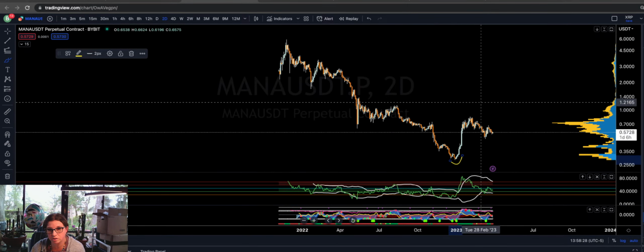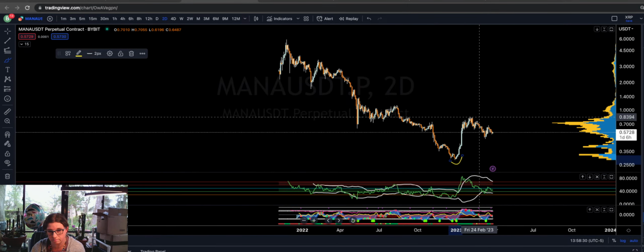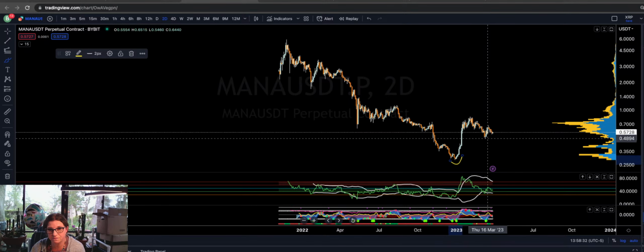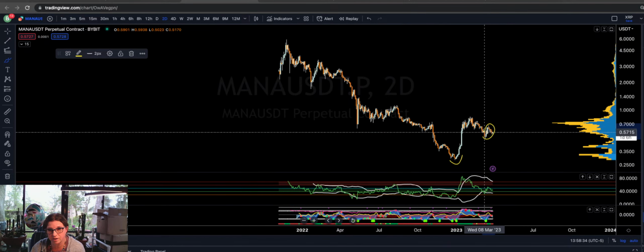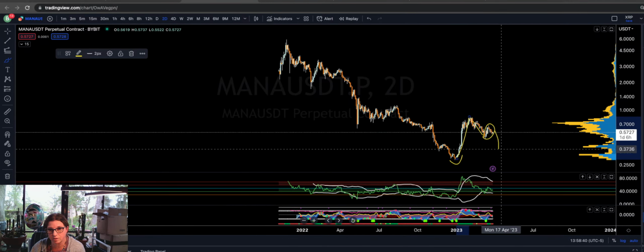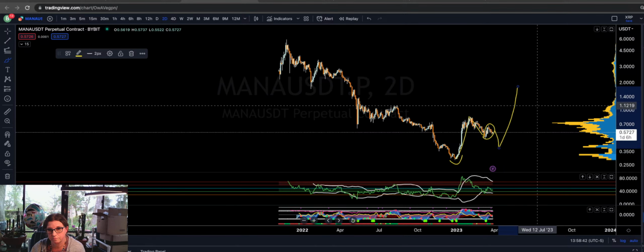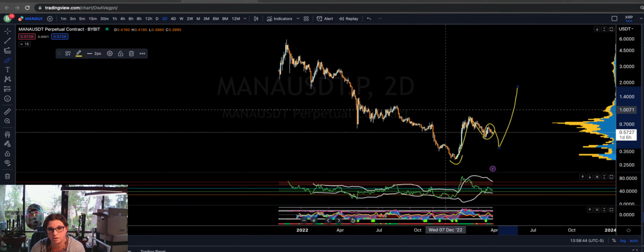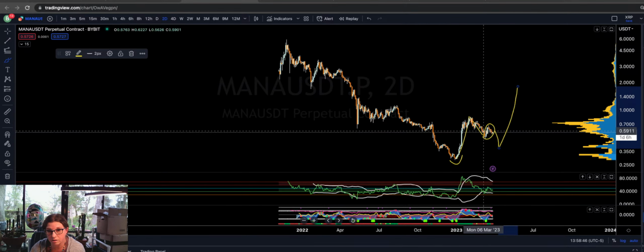So that is strongly, strongly suggesting that even if this ends up being some type of connector and this falls deeper, that this wave is getting a partner to the upside. There is a lot of alts that look like this. So back to Dash.